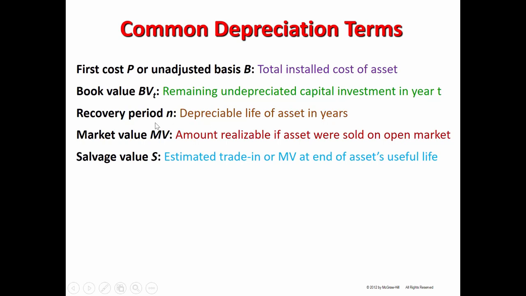Market value is different from book value because the market value is actually how much it's worth when you find a willing buyer. And so it could be unrelated to the book value of the item. And salvage value is the market value at the end of the useful life. And so even if the item can't be used in its intended way, the salvage value maybe reflects the value of the raw materials that are in it.